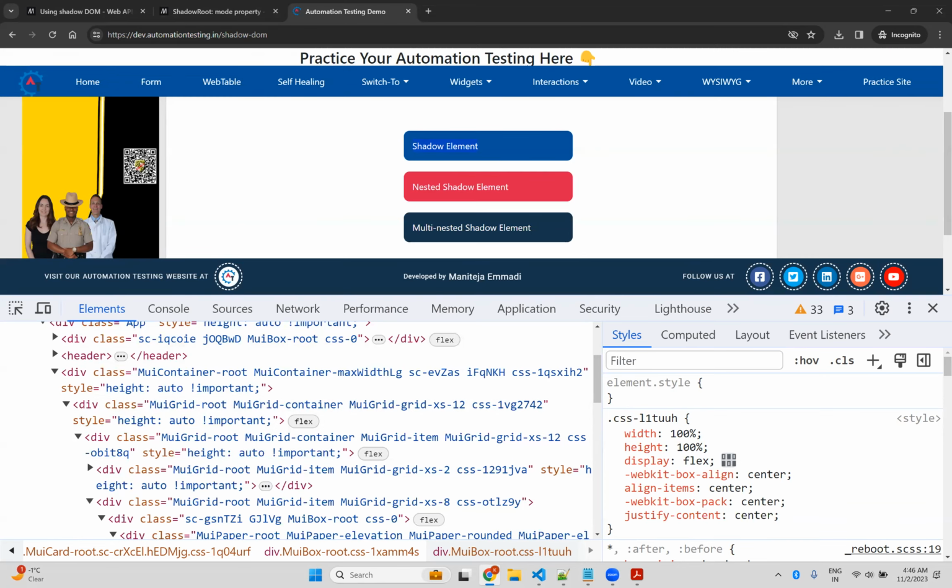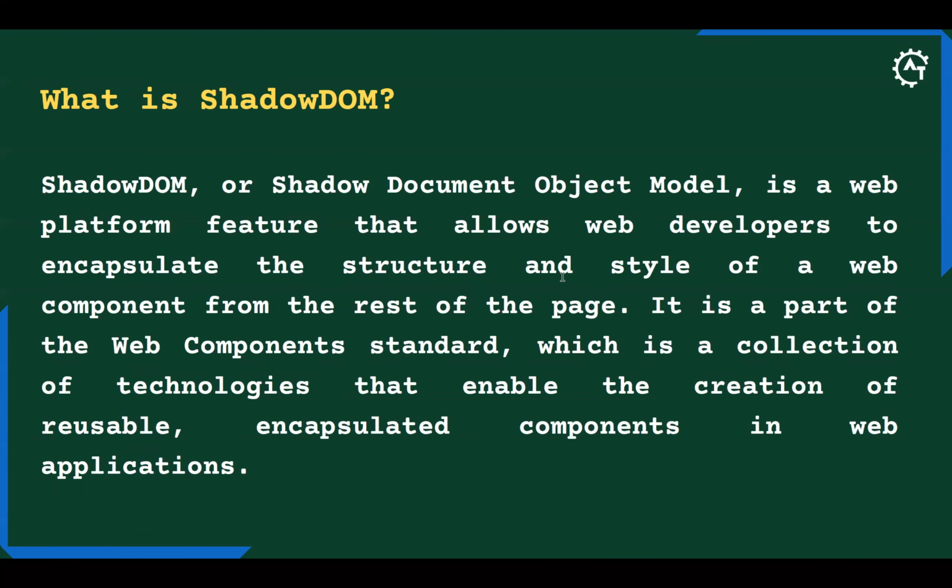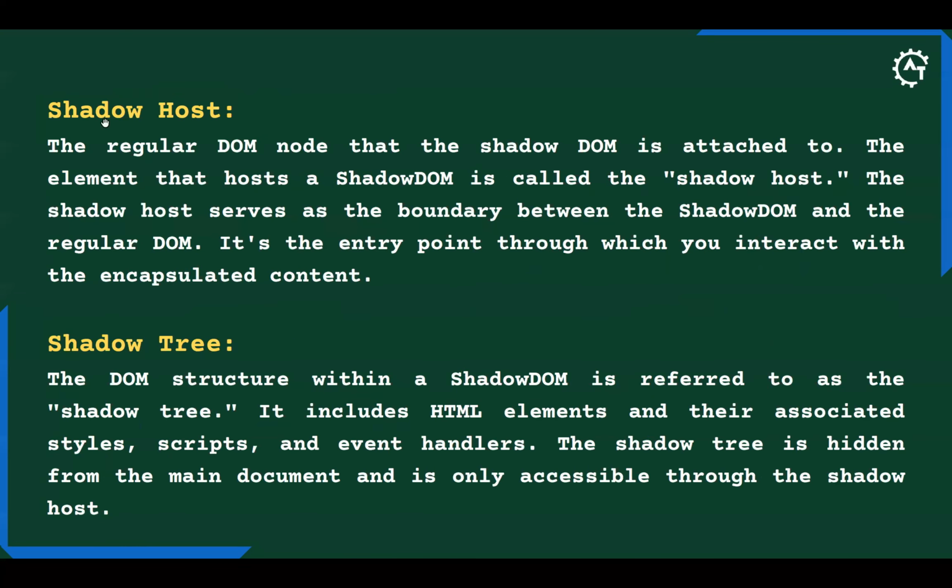Okay, so there are some important points we need to discuss. Shadow host: the regular DOM node that the shadow DOM is attached to. The element that hosts a shadow DOM is called the shadow host. The shadow host serves as the boundary between the shadow DOM and the regular DOM. It's the entry point through which you interact with the encapsulated content.